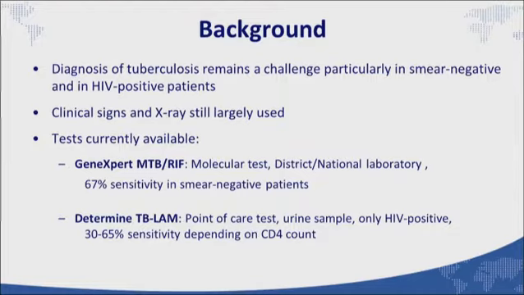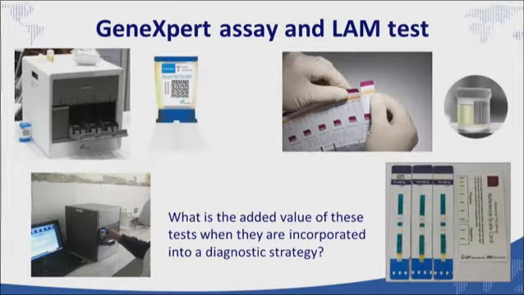TB-LAM is a point-of-care test. It uses urine and is only useful in HIV-positive patients who are immunosuppressed. In this population, the sensitivity has been found between 30 and 65%, depending on the CD4 count and the population. So here you have in the slide the two tests.